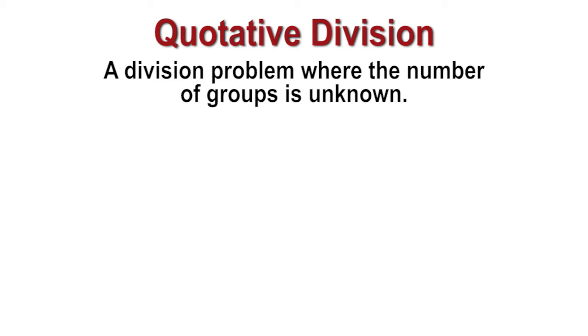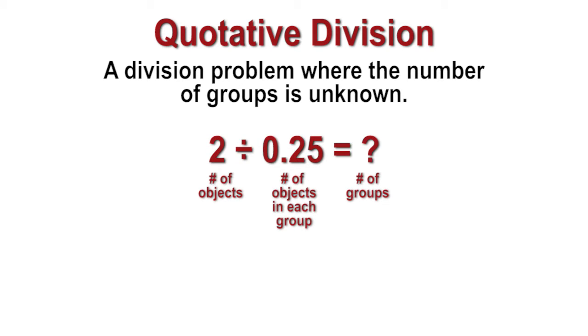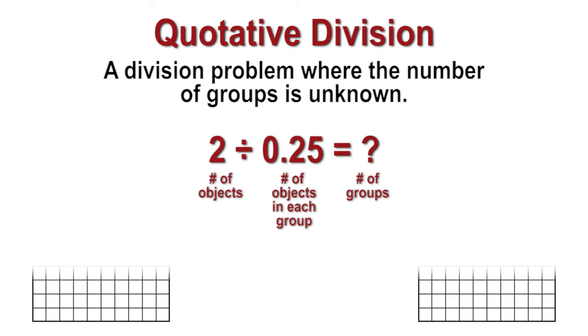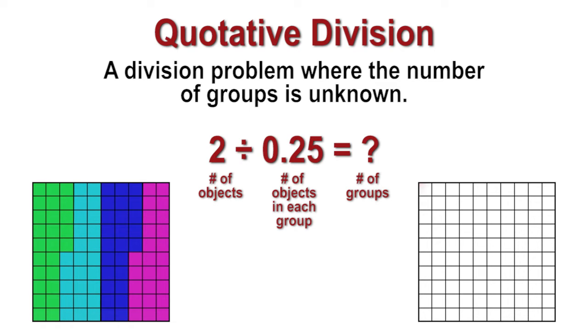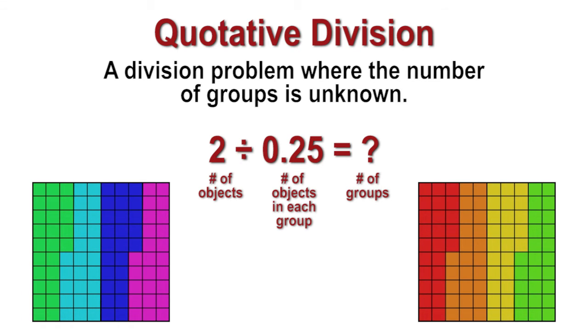Quotative division is when the known divisor represents the number in each group. 2 divided by 25 hundredths, the 2 represents the total and the 25 hundredths represents the number in each group. We can take 2 wholes and section off pieces that are the size of 25 hundredths. As we shade in groups of 25 hundredths, we can see it takes 8 groups of 25 hundredths to equal 2 wholes. So, 2 divided by 25 hundredths is 8.